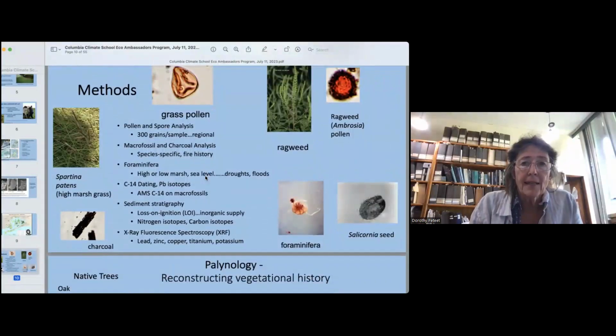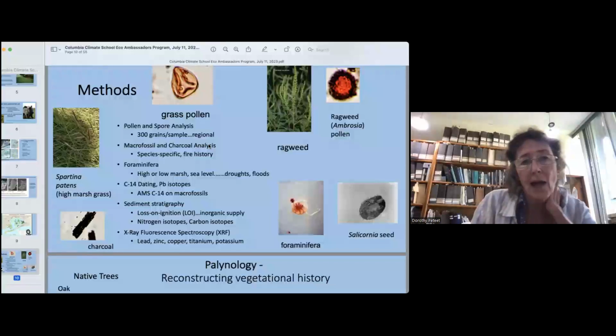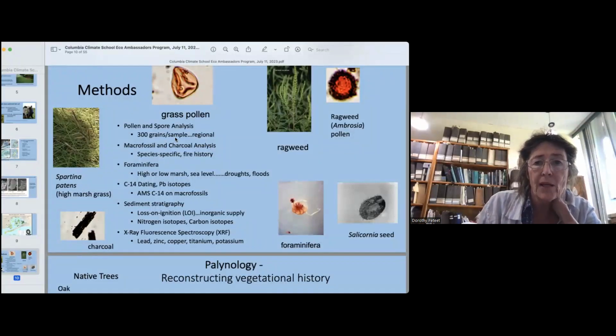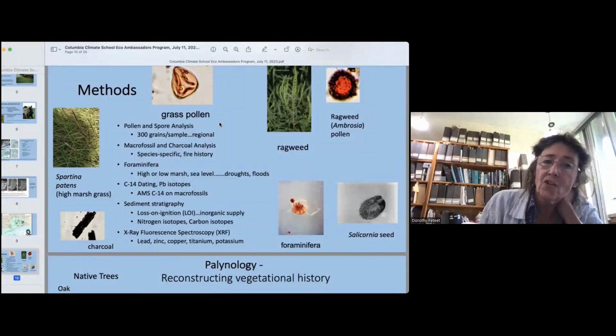Now, if you're a botanist, just like trees have leaves, they also have pollen. And so by learning every tree and plant's pollen, you can count 300 grains per sample. We have to process the samples in the lab, but you build a pollen diagram through time of what was there, and you make percentages of each type. And then you can see what's happening over hundreds and thousands of years.